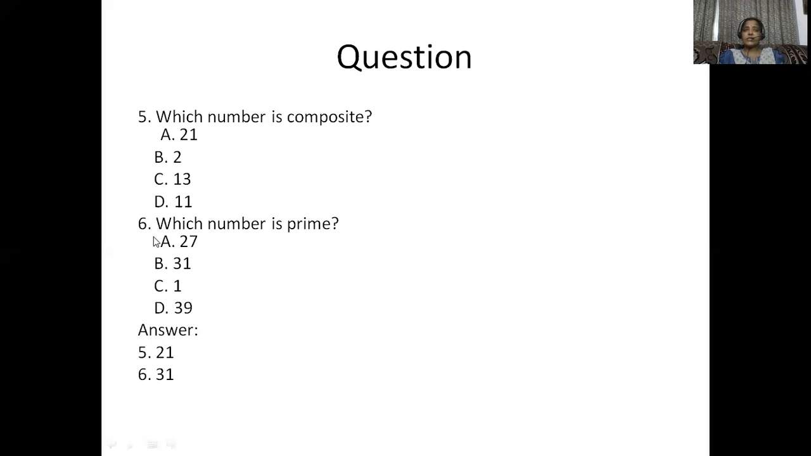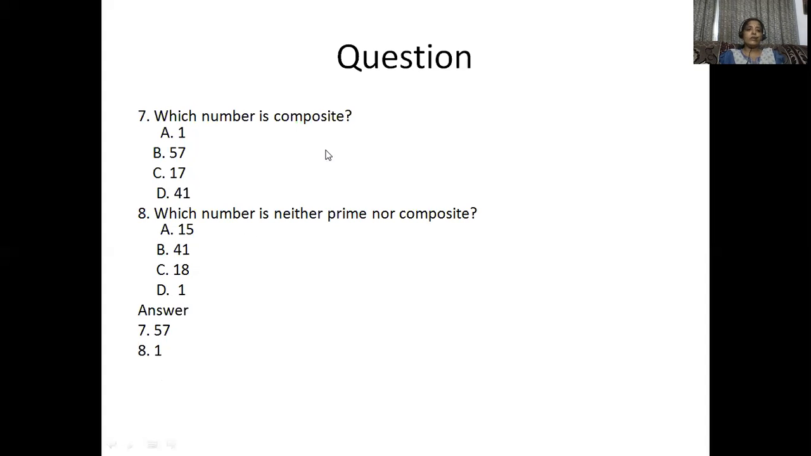The next question, sixth question, which number is prime? 27, 31, 1, 39. Which is prime here? 27 is divisible, it is a composite number. 39 is divisible, it is a composite number. 1 is neither prime nor composite. So the only prime number you have is option B, 31.